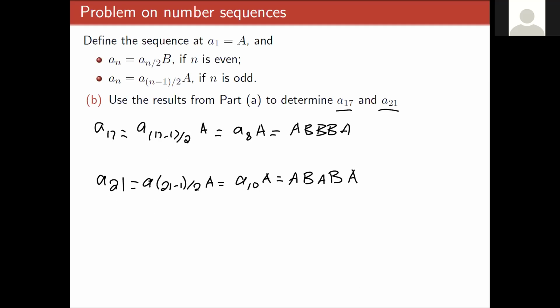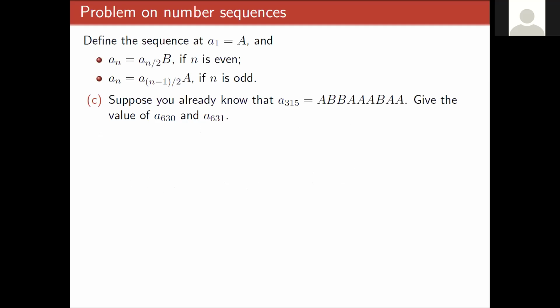All right, so if that's all the questions on this, we can go ahead and move to part C. Again, very similar to the previous parts, but this one is assuming that we know that A315 is this sequence, can we figure out the value for A630 and A631? And we just use the same technique we used on the previous pages. So we can go through that together.